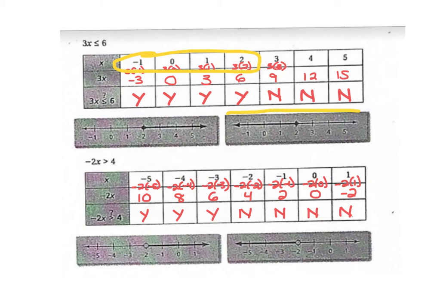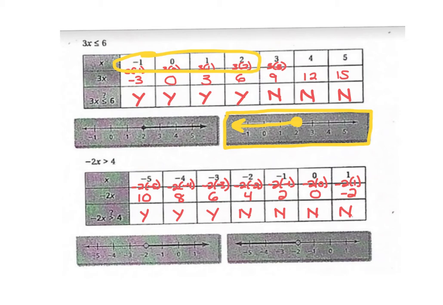Therefore, our correct shading would be the one on the right, because 9, 12, and 15 are not solutions. So we would shade in the 2 because it's included and darken in that arrow to show that it goes on forever. So it is any value equal to 2 or less that makes it a solution.